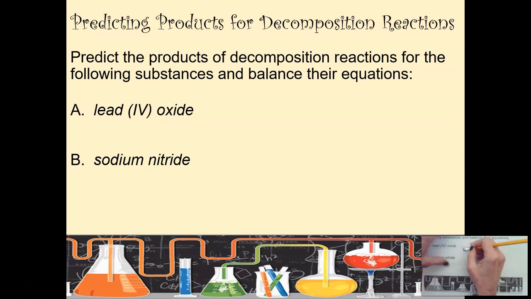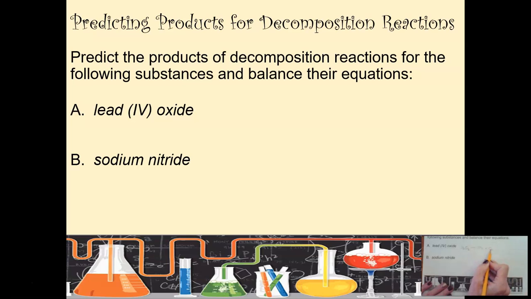Here, let me erase that a little bit better for you. PbO2. So lead 4 oxide is my only reactant, so it has to be broken down into its pieces. There are no other pieces other than lead and oxygen. So when you break this apart, don't make it complicated. It breaks down into lead and O2.